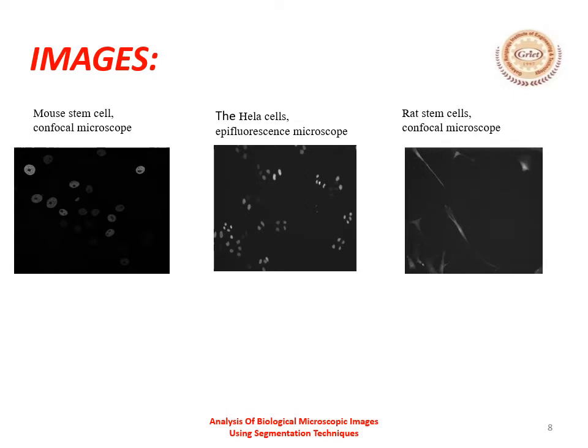These three sets of images are the images we are going to use for the whole project, where we apply various pre-processing and segmentation techniques to them and compare the results. These images are mouse stem cells, HeLa cells, and rat stem cells.